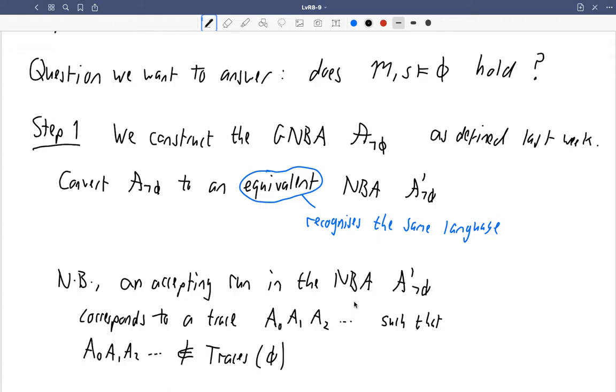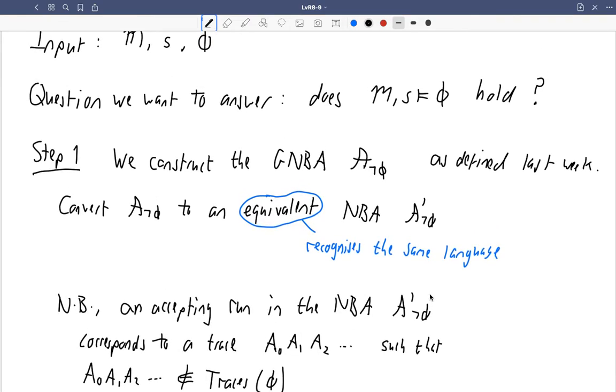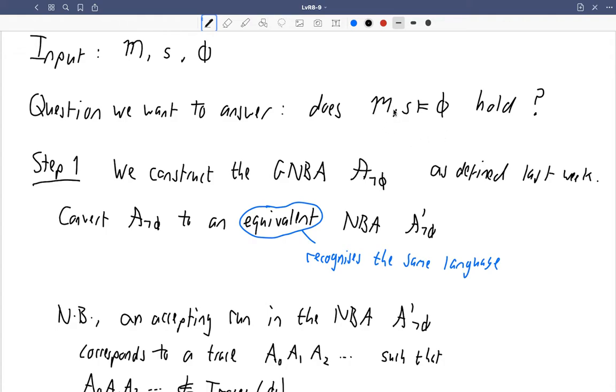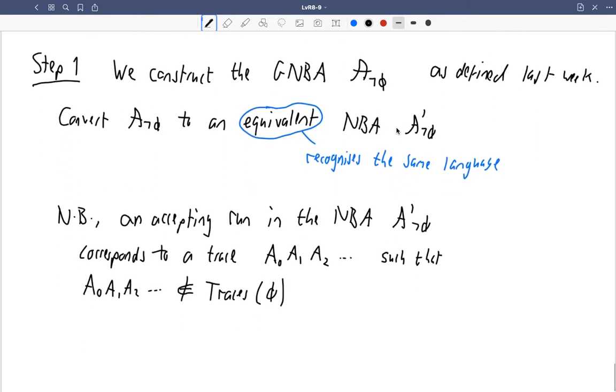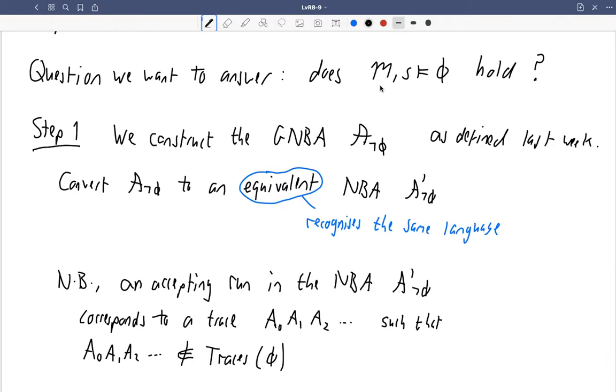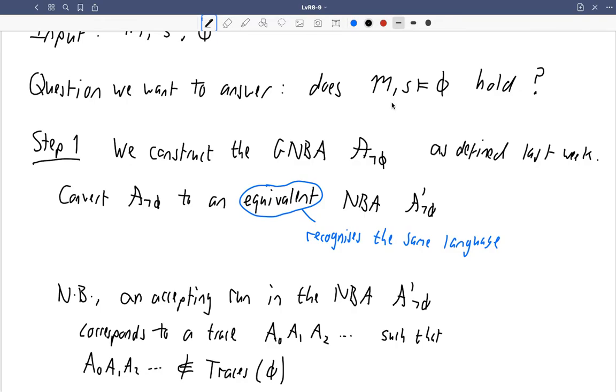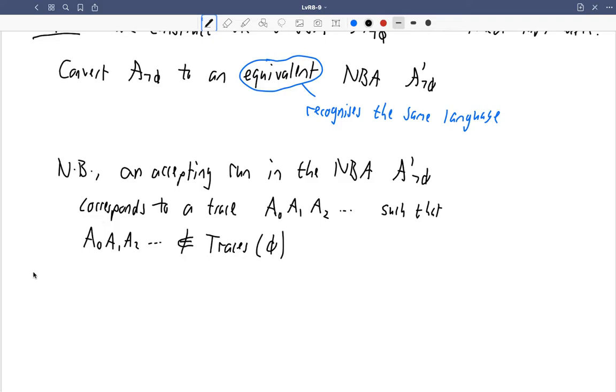So we've got a way of recognizing the trace language of not phi with this non-deterministic Büchi automaton A prime of not phi. We want to use that automaton to find a path through M that generates that trace language. To do that, we combine the transition system M together with this non-deterministic Büchi automaton A prime of not phi into a new non-deterministic Büchi automaton whose accepting runs will correspond to paths through M along which the formula not phi holds.